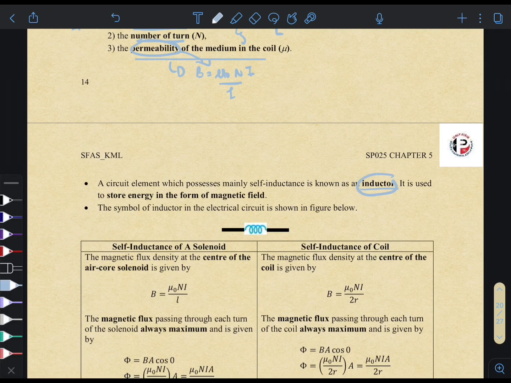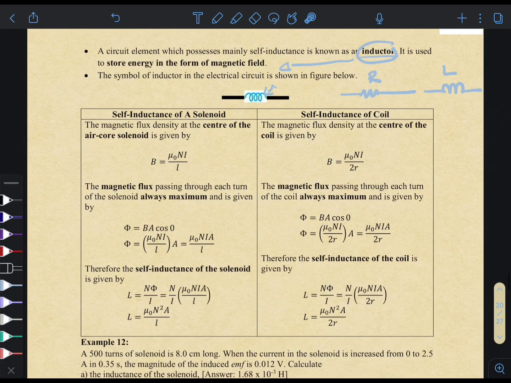So, in a circuit we can have an inductor. The function of an inductor is to store energy in the form of magnetic field. The symbol of an inductor in the electrical circuit is given as, this is the symbol of the inductor. Okay, for resistance we use this symbol, and for inductor we use this symbol. This is inductor, this is resistor. Resistor resists the current flow. Inductor stores the energy in the form of magnetic field.